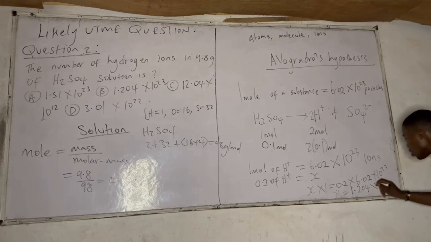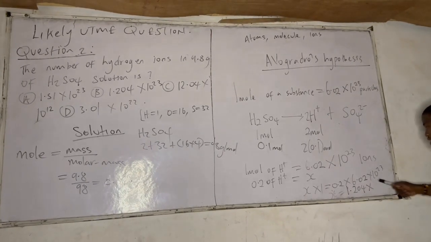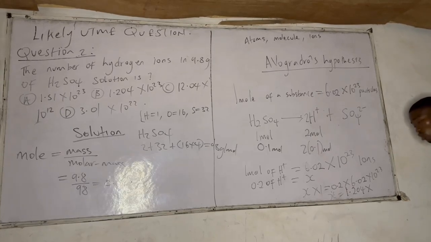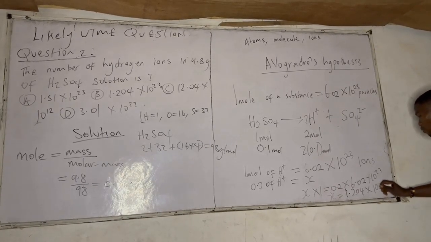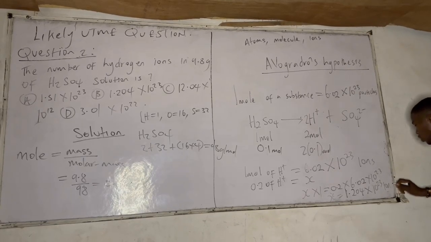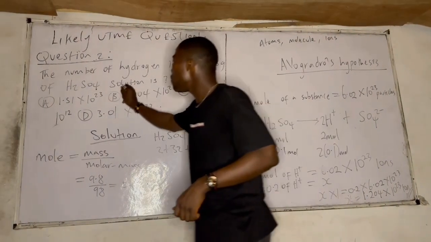That makes X equal to 1.204. Please check your calculator wherever you are. Touch it: 0.2 times 6.02 times 10 raised to the power 23. You see you have 1.204 times 10 raised to the power 23 ions. That makes my answer option B.